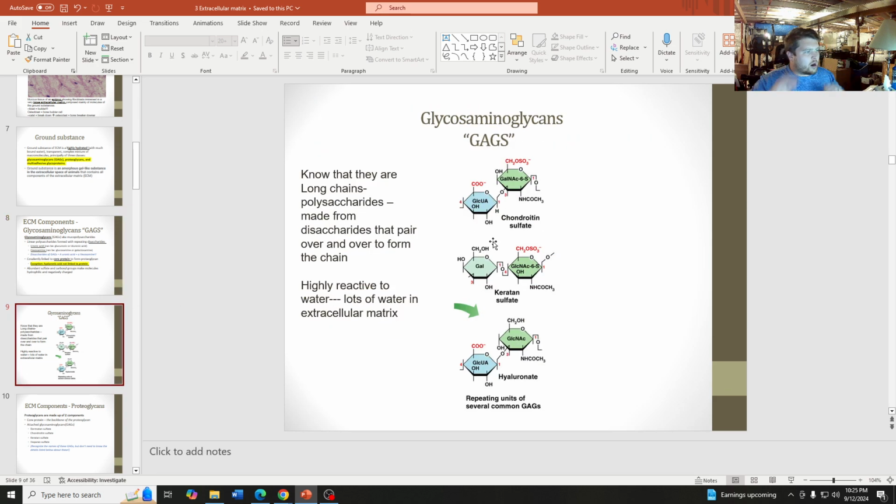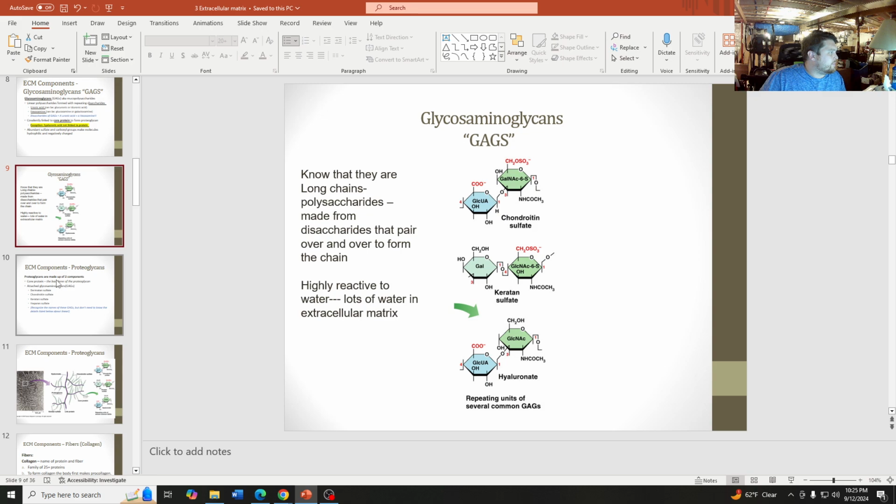So here is what our GAGs look like. They're long chains of polysaccharides made from disaccharides that pair over and over to form the chain. They are highly reactive to water, lots of water in the extracellular matrix. So here we have each of these examples. You have one of the two binding together, and then these are going to continue to bind more and more, so they'll bind on this side to form a chain.